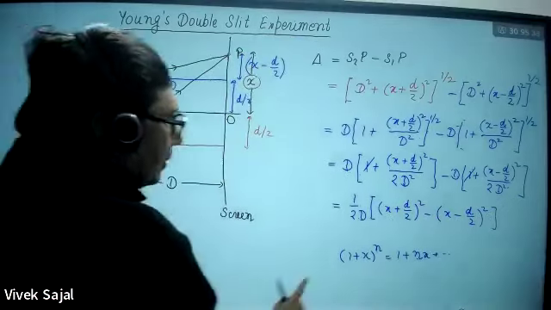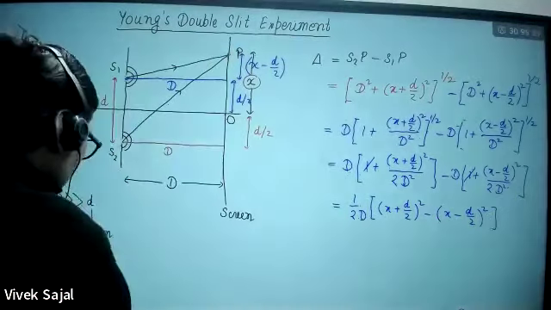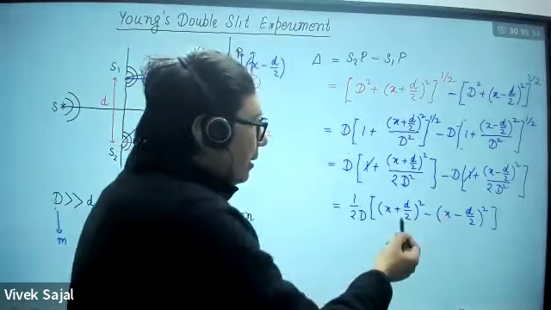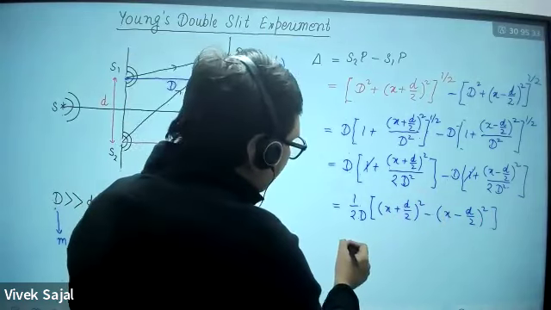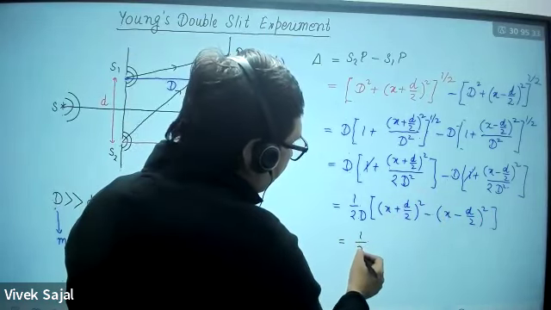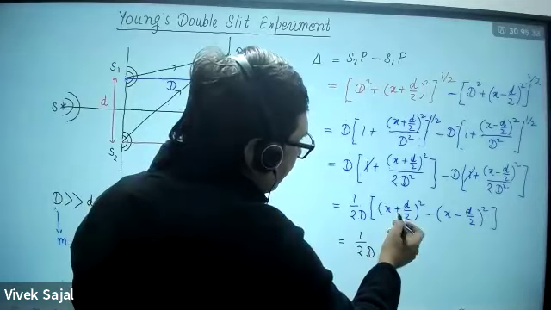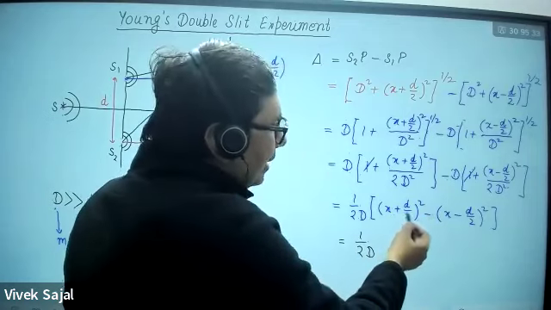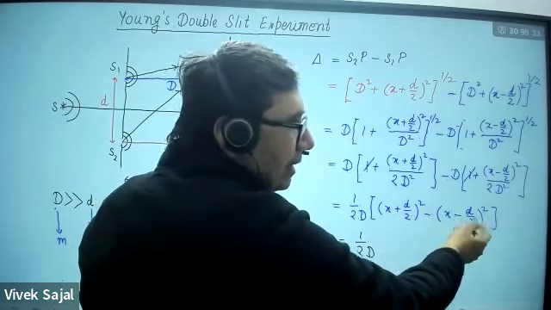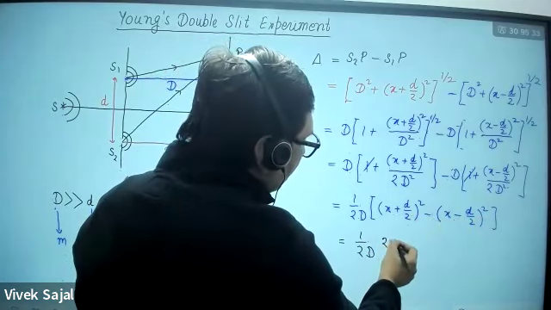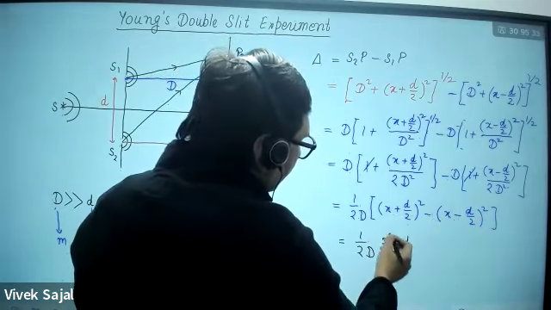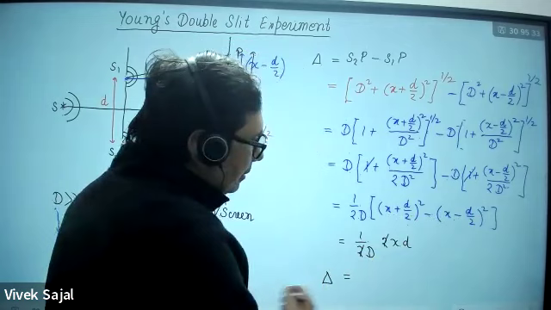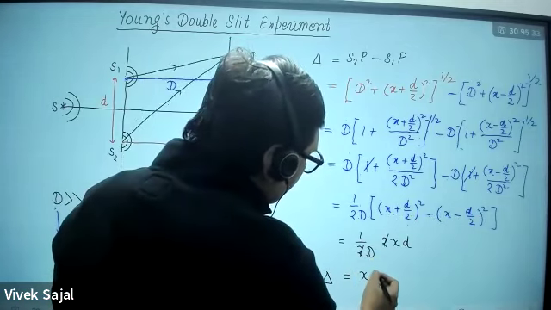It will be like this. Now expand these squares. If you expand these squares, then x square will cancel out, (d by 2) whole square will cancel out, and you will be left with 1 by 2D. From here this will be 2 into x into d by 2, so this will be xd from here, and minus minus plus xd from here. So this will be 2 times xd. So 2 will cancel out. So this path difference delta will be xd by D.